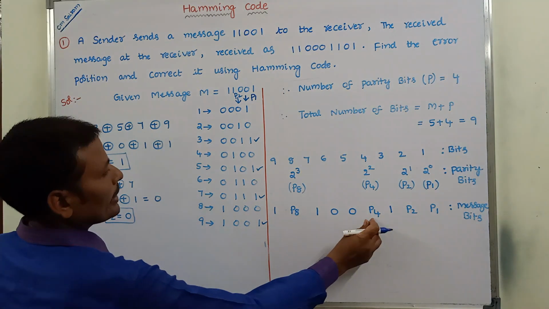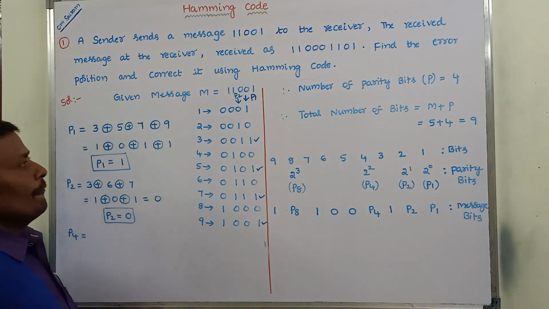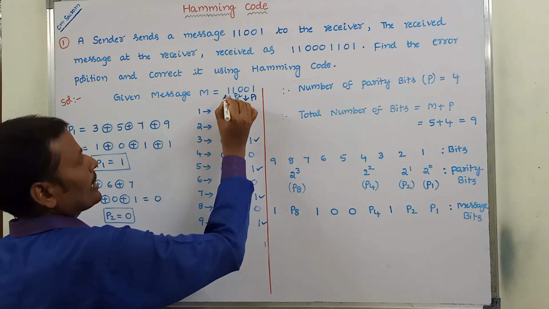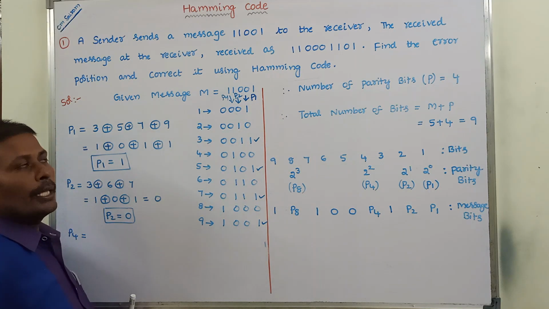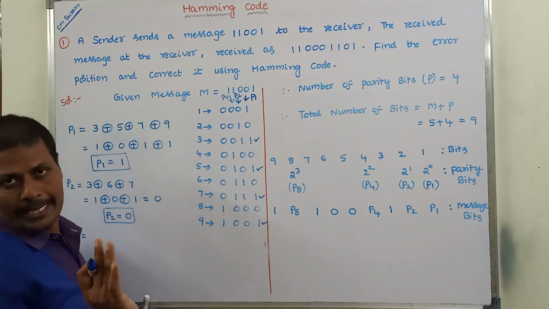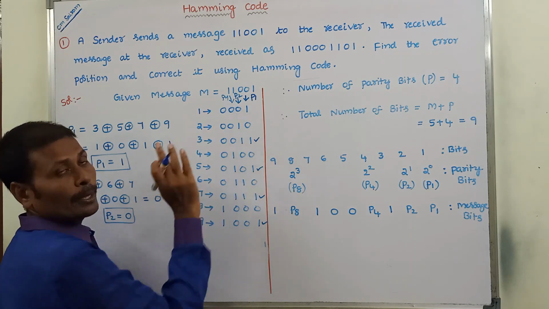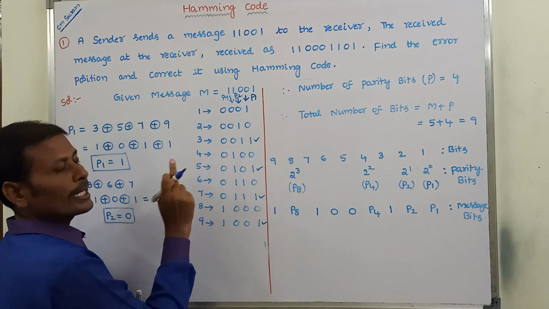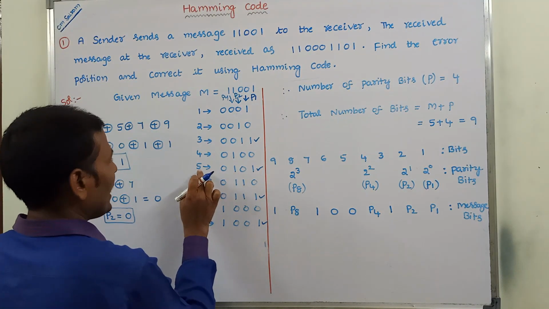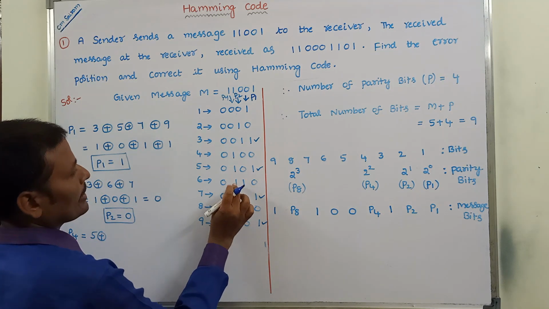Next, we have to calculate the parity bit P4 value. For calculating the parity bit P4, we have to consider this column. In this column, we consider the ones. The first one is at the fourth position. Since we are calculating P4, we do not consider the 1 at the fourth position. The next 1 is at the fifth position, and then at the sixth position.